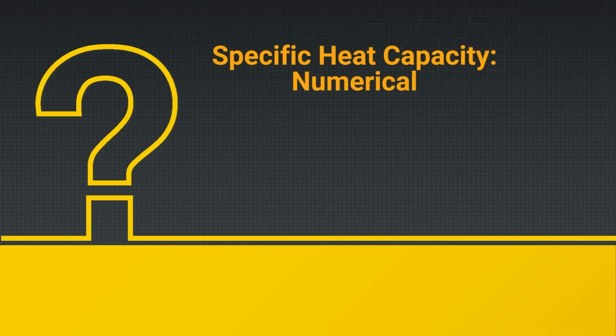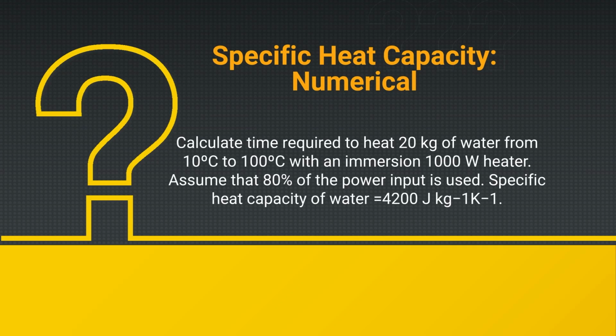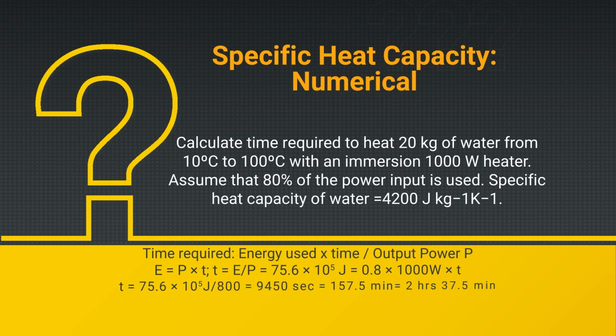Let us take this example, how much time it will require. The time required is energy consumed divided by output power, how much power output you had given. That was 0.8, I told you 80% was the output. So energy consumed was 75.6 into 10 raised to the power 5 joules is equal to 0.8 into 1000 watt into time. So time comes to 9450 seconds. That means 2 hours 37.5 minutes.